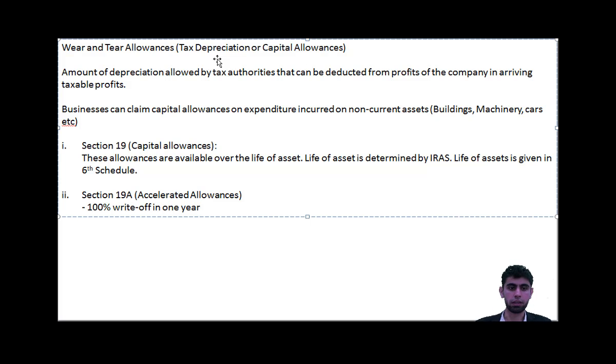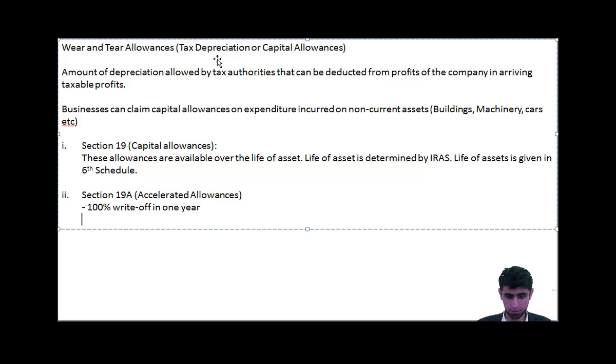Okay, so if businesses, let's say, want to claim capital allowance under section 19, they will have to spread the cost of the asset over the useful life. So every year there's going to be some small capital allowance available. However, there is a choice given by IRAS that certain assets can be written off 100% in 1 year. So there is a huge amount of capital allowance available to the businesses.